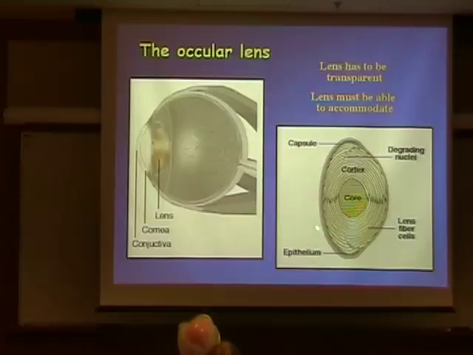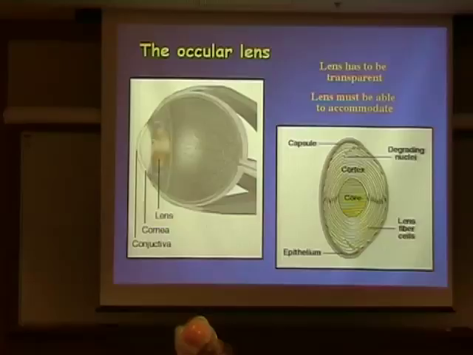This differentiation not only occurs during embryogenesis when the lens is formed, but it continues throughout the lifespan of an organism. These older fiber cells don't get degraded, but they get compacted into the center of the lens. So some of the oldest cells that we have in our body you can find right in the middle of the lens.